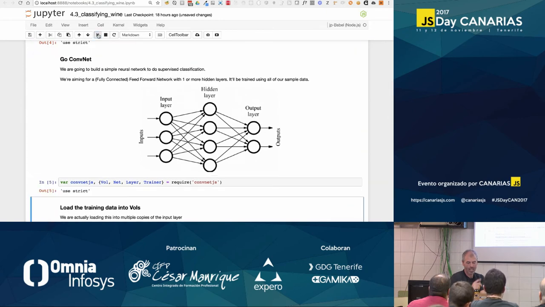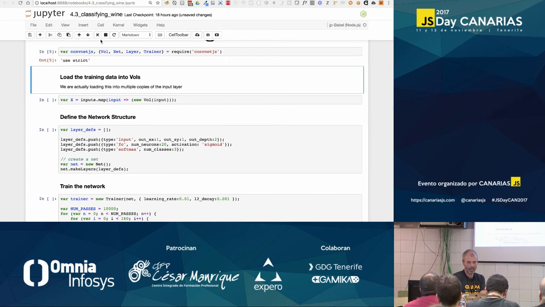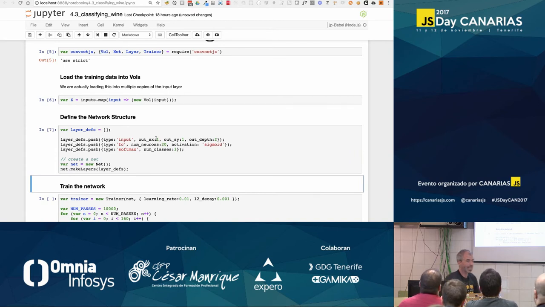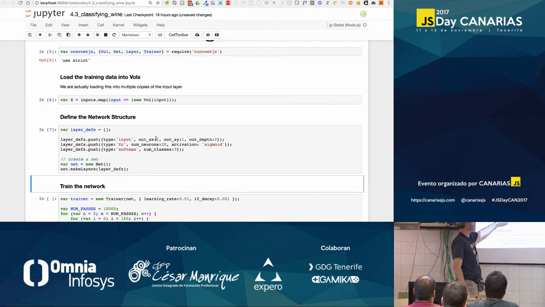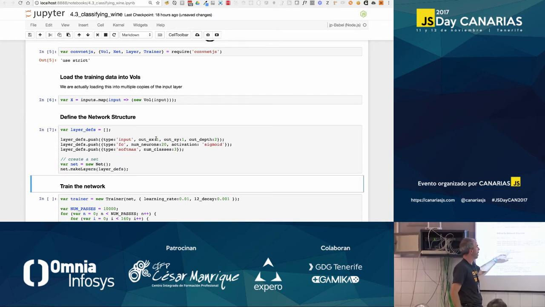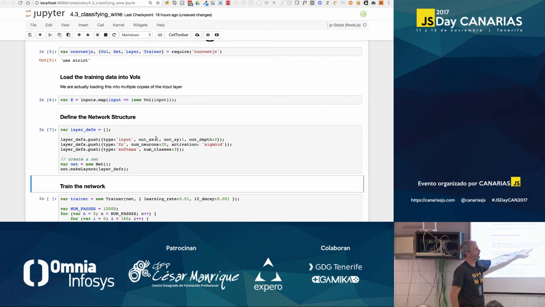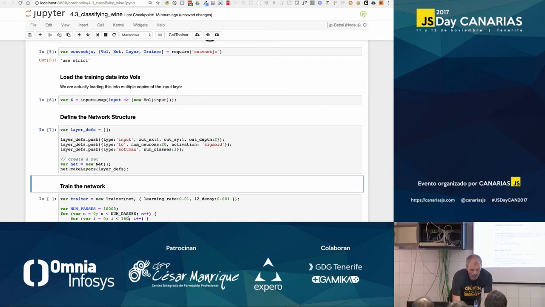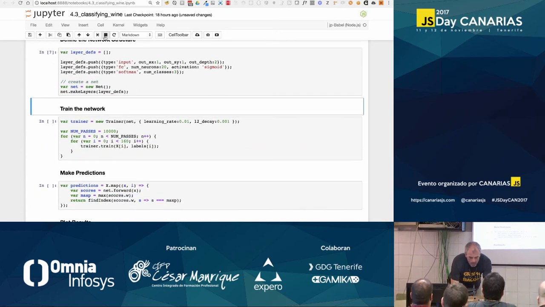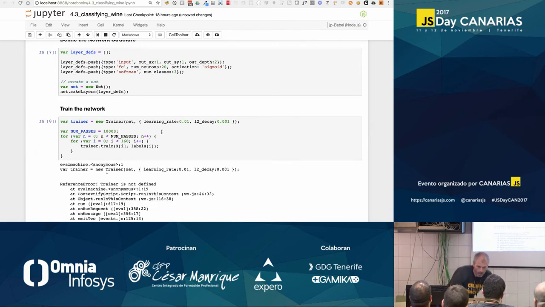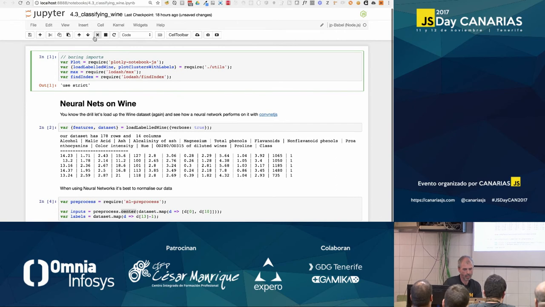We pick up convnet.js, which we're going to look at in a second. Load the data into volumes. Define the entire neural network, which is just pushing JavaScript objects onto an array. We define an input layer with two dimensions in, a hidden layer with 20 neurons, and an output layer that is expecting to output three classes. We put that in a network. We train it. Did I run everything?